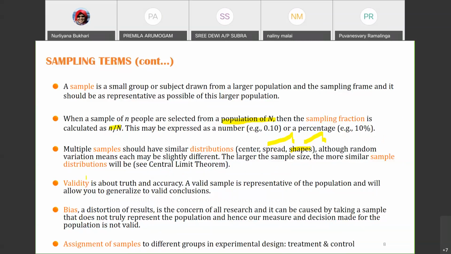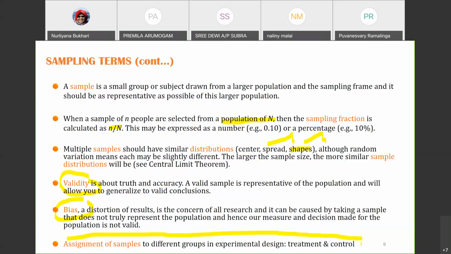Okay, and this one is to make sure that there is some validity in terms of the representation. You cannot say, okay, you selected 3, but those 3 are outliers, somebody in the population who is so different, and you got 3 of them totally different. That's not mapping who the population is, and it will cause bias. Okay, assignment of samples to different groups in experimental design, especially.